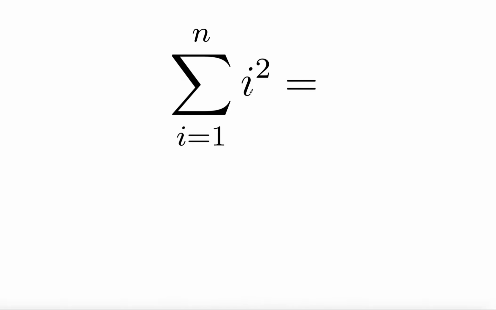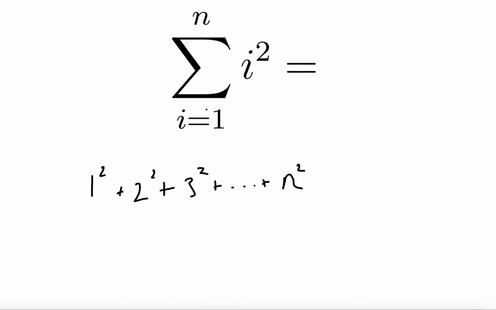Well, this is in sigma notation, so we can obviously express this instead as 1 squared plus 2 squared plus 3 squared, on and on, 4 squared, 5 squared, all the way up to n squared. That's essentially what the sigma notation is saying. And so I'm going to give you 3 ways to prove this.